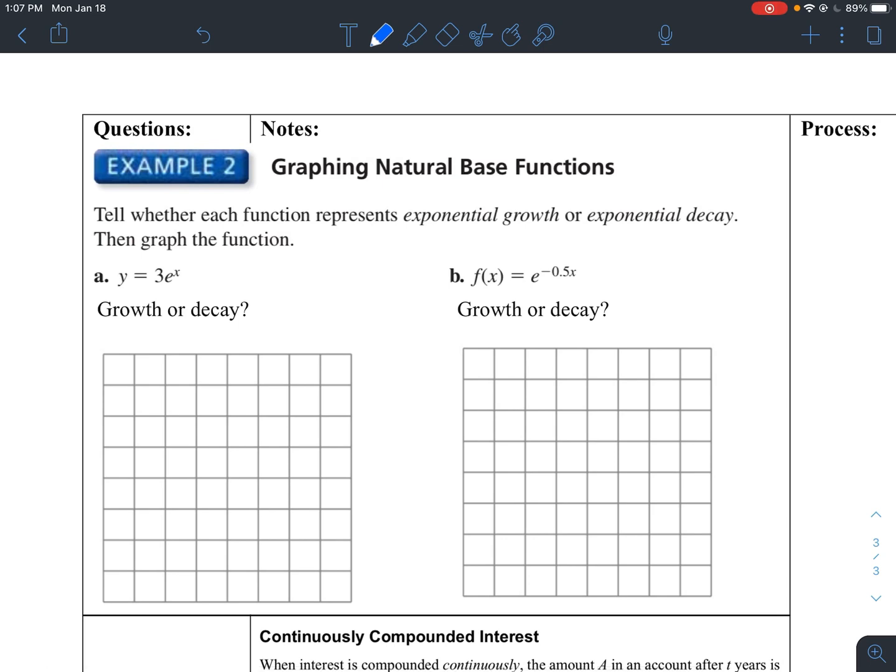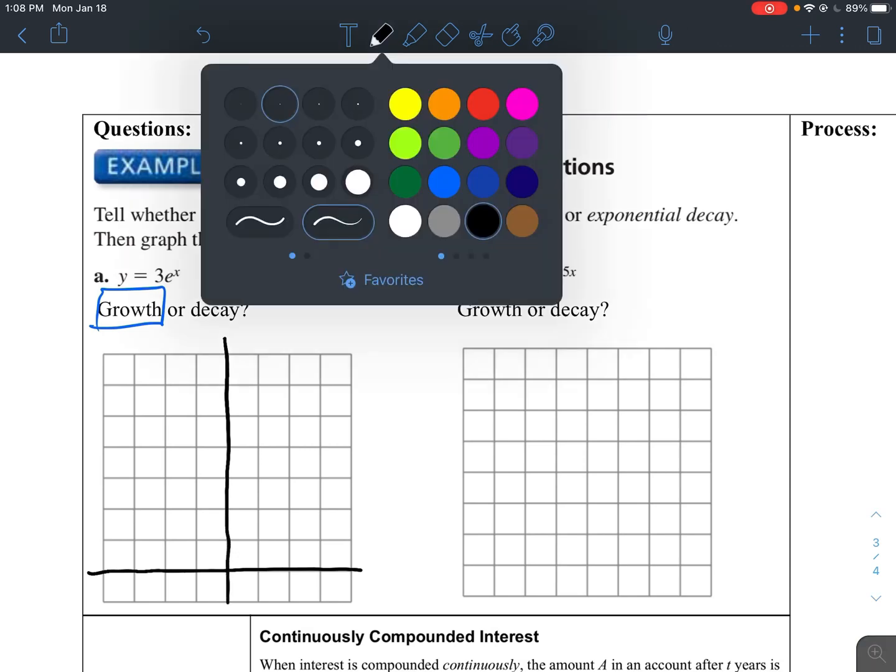So for a, is it growth or decay? We have y is equal to 3 e to the x. Now, this is positive. This is positive, so I have growth. Now, with an exponential function, I'm going to draw my x-axis towards the bottom, and I'm just going to draw my y-axis down the middle.